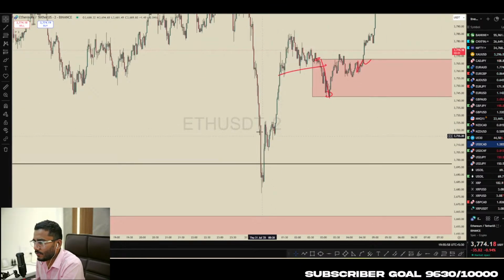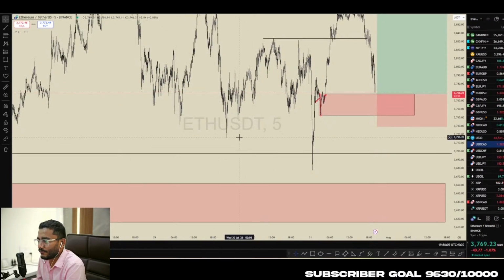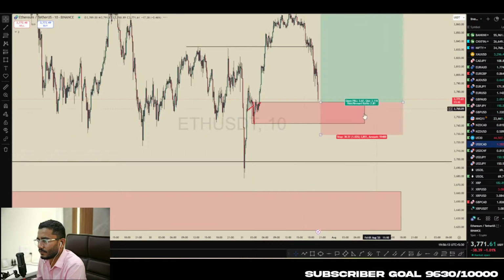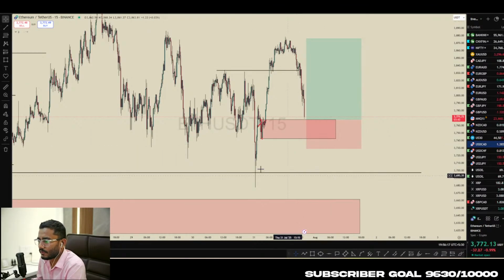There is also another order block on Ethereum here. This one. Also forming a Quasimodo pattern. If this fails, then we can look for another entry over here. So divide your risk.